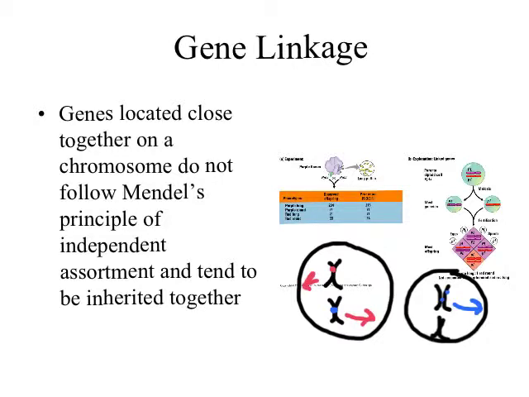So genes for different traits that are on the same chromosome will be inherited together. They're not going to follow the law of independent assortment, where we can get a variety of different seed colors and seed shapes. If they are linked on the same chromosome, then every time you saw a certain color, you would see a certain shape. So that's another wrench that makes genetics more complicated.